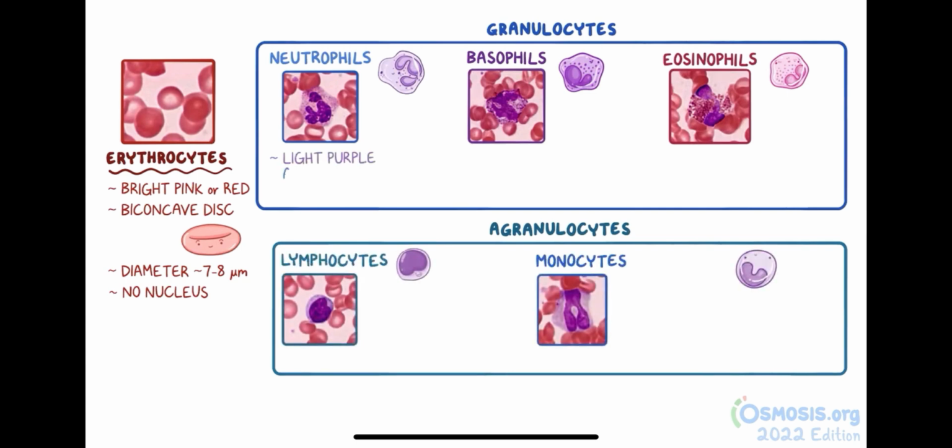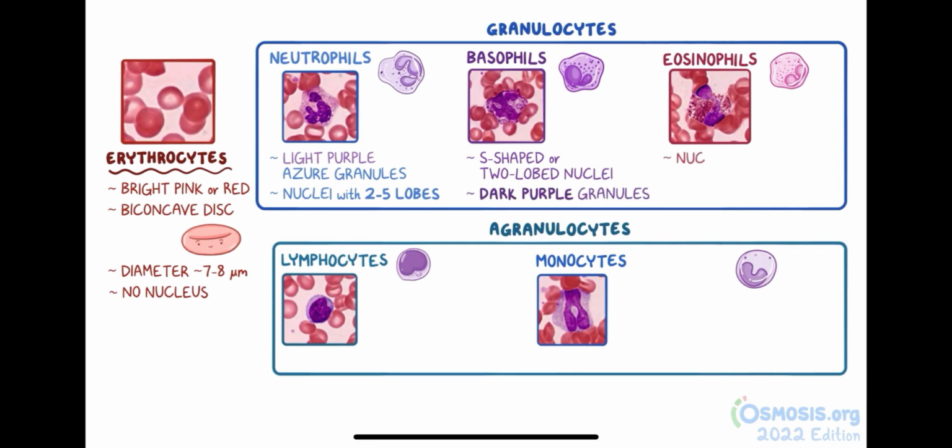Neutrophils have light purple azure granules and distinct nuclei with 2 to 5 lobes. Basophils have either S-shaped or 2-lobed nuclei, and their cytoplasm contains basophilic or dark purple granules. Eosinophils have nuclei with 2 lobes and many large eosinophilic or dark pink granules.